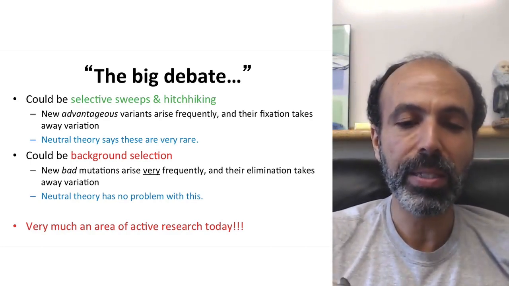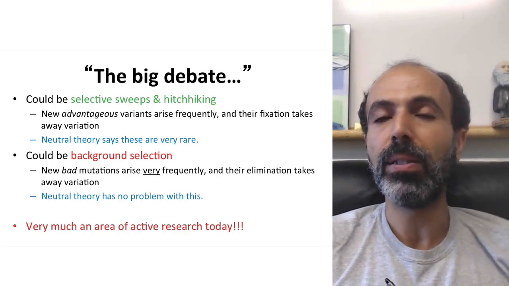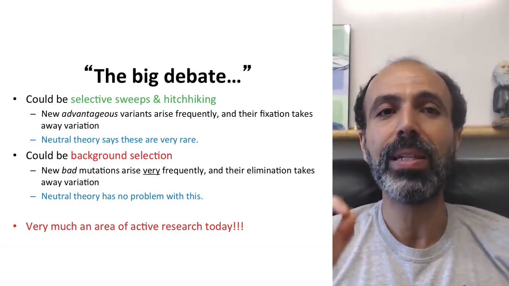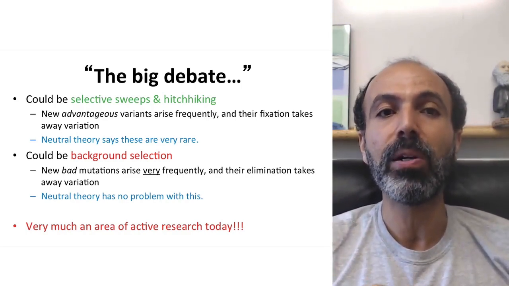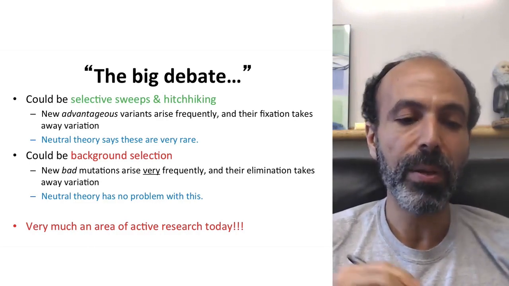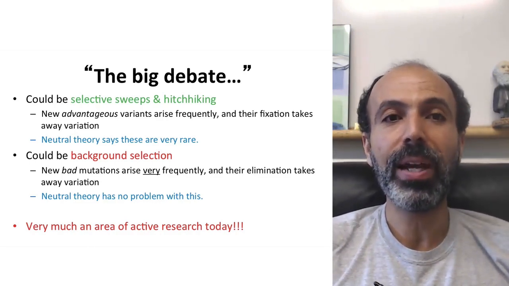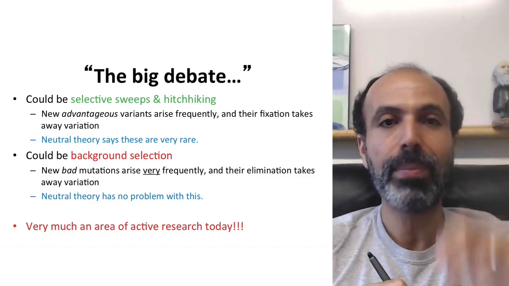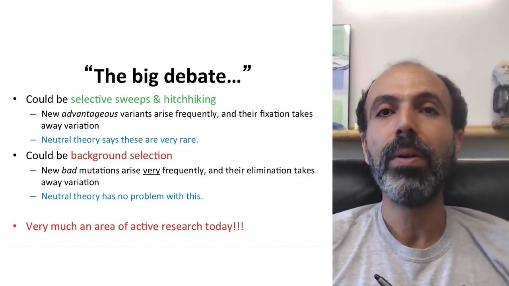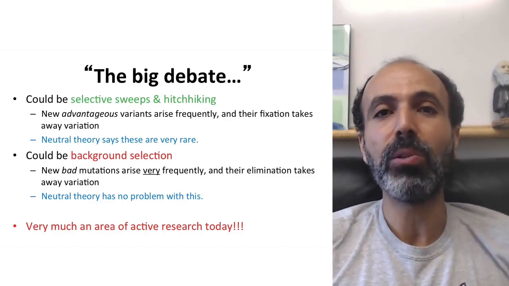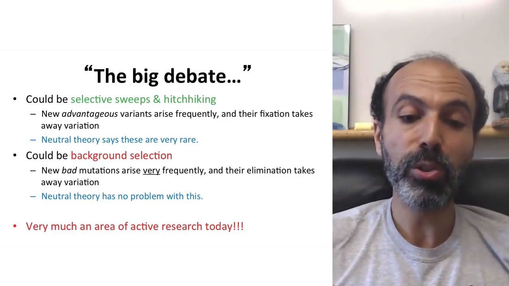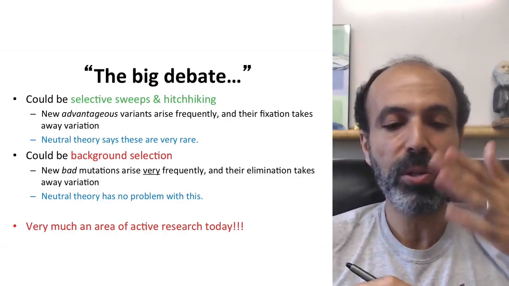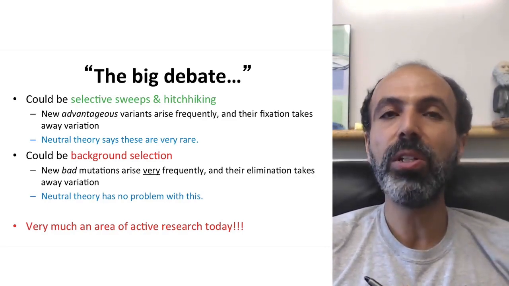And neutral theory says that this should be very rare. The neutral theory does not deny that selective sweeps occur, but it suggests that they should be very rare. In contrast, background selection suggests that there's bad mutations happening all the time, and getting rid of them is what drags away variation. Now, the neutral theory has no problem with this, and this also generates the same prediction. We don't actually know which of these is true.